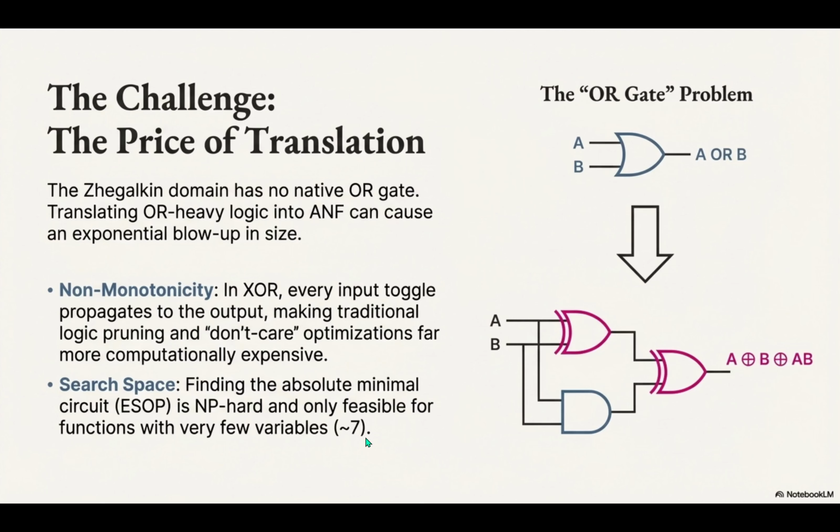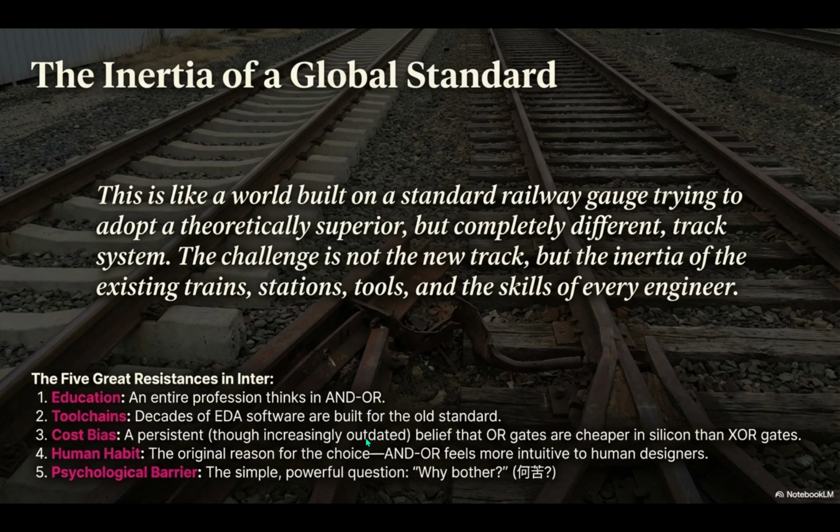Not yet. And beyond the technical hurdles, we face these cultural and economic resistances, which the sources break down into 5 main categories. This is the human element of inertia. The first is education. The AND/OR curriculum isn't just a textbook. It forms a deep-seated cognitive barrier. It's the only way an entire profession has been trained to think about circuits.